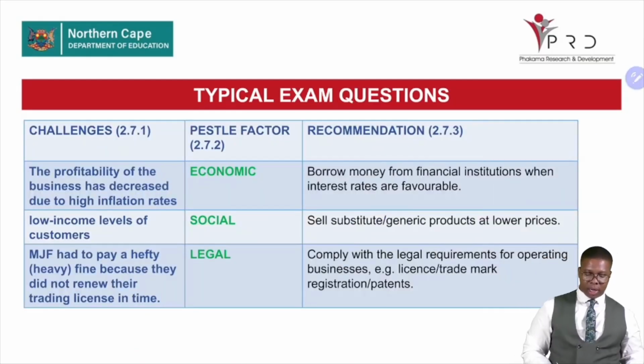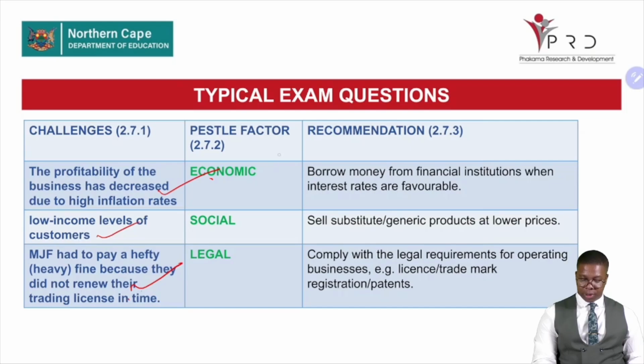You were expected to quote the challenges. So the first one was the profitability had decreased due to high inflation, and another challenge was that there are low income levels of customers. Customers are having low income levels, and another challenge was the fine because the business failed to renew their license. And then which factors of PESTEL are affected there?